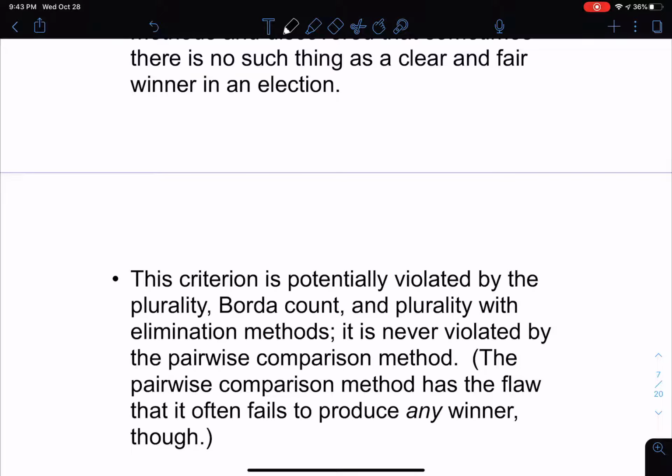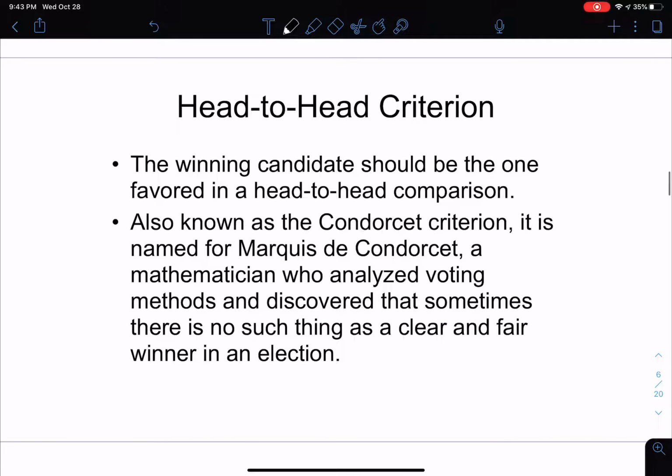Because if you think about it, when they talk about putting the candidates head-to-head, that is exactly what the pairwise comparison method does. It puts the candidates head-to-head to figure out the winner. So, of course, it's not going to violate this. But there is the potential for plurality, Borda count, and plurality with elimination to violate it. Doesn't say they always will, just they have that potential. All right, and then before I move on to an example, don't forget that if you see a name like Marquis de Condorcet, go ahead and add him to your mathematician list and get your bullet points listed there.